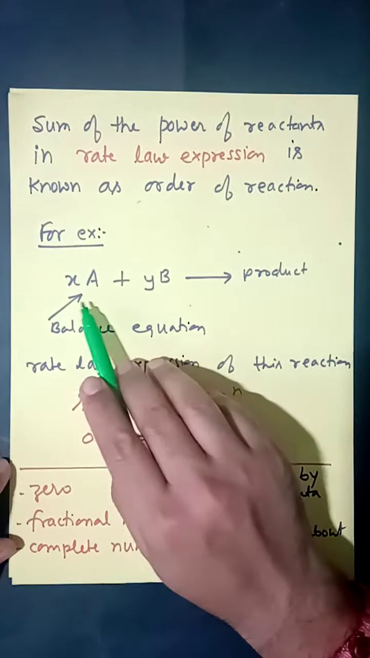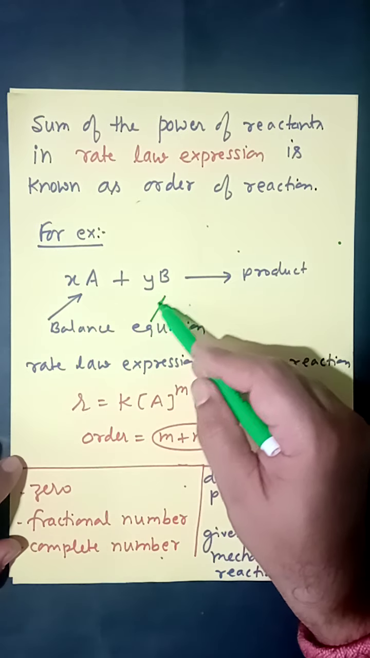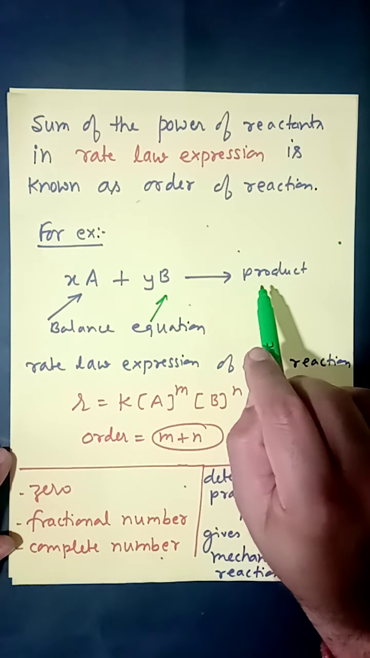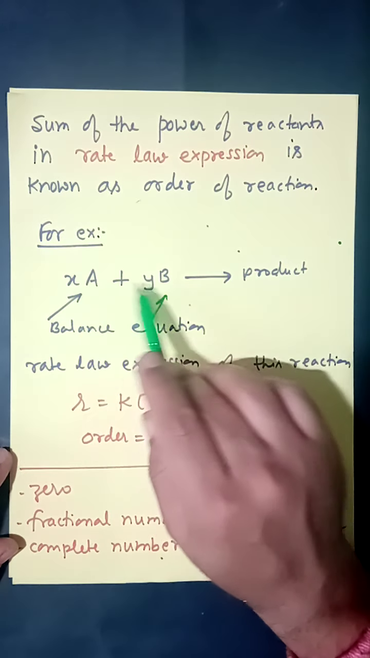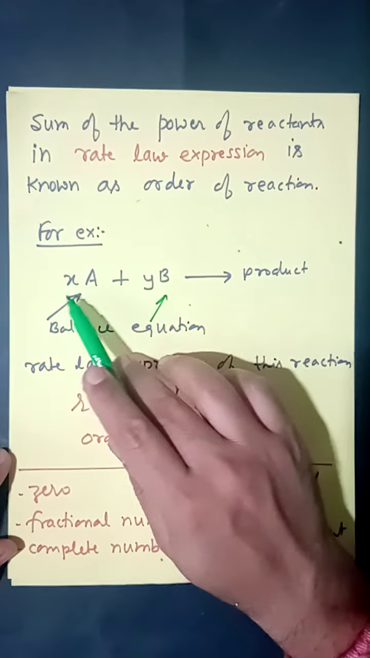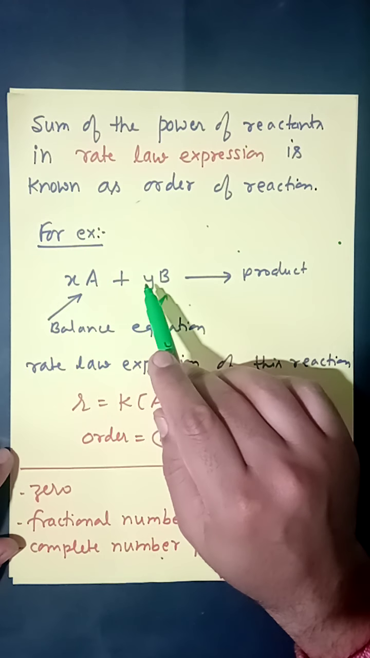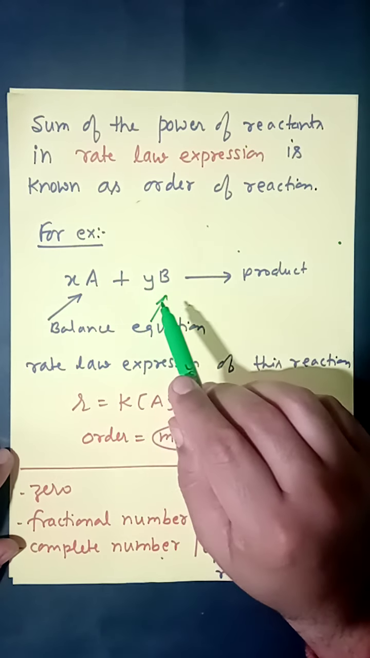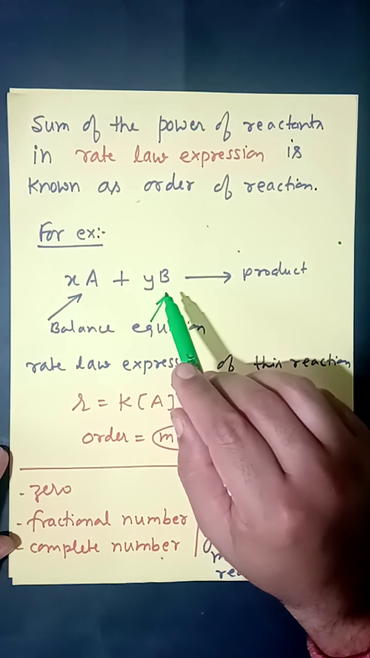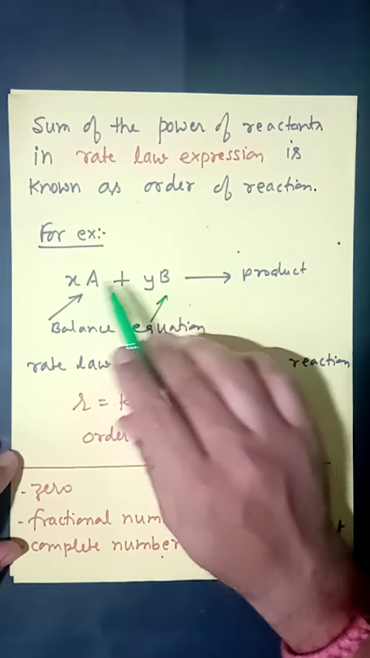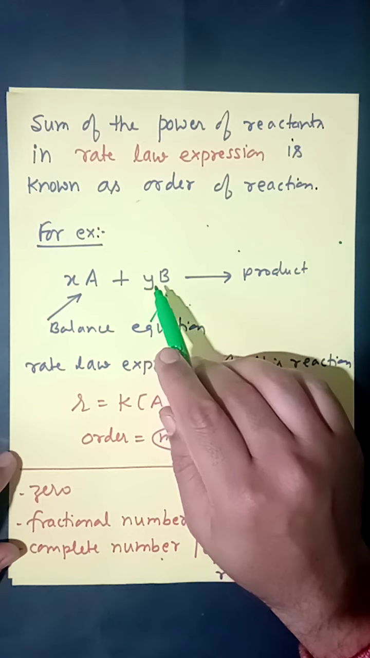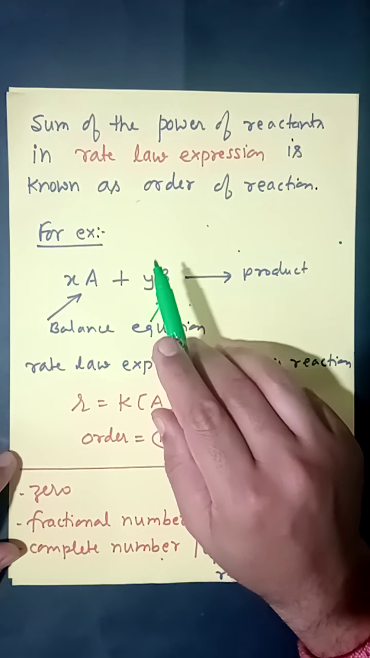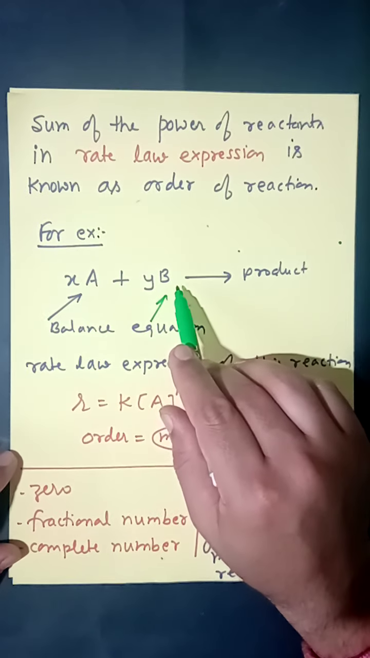For example, you are given a balanced chemical equation. It is a balanced chemical equation, XA plus YB convert into product. Do you think X plus Y is order of reaction? Then the answer should be yes, only if it is an example of elementary reaction. You can write a condition, X plus Y is order of reaction, but the condition is if it is elementary reaction. Otherwise, it is not order of reaction.